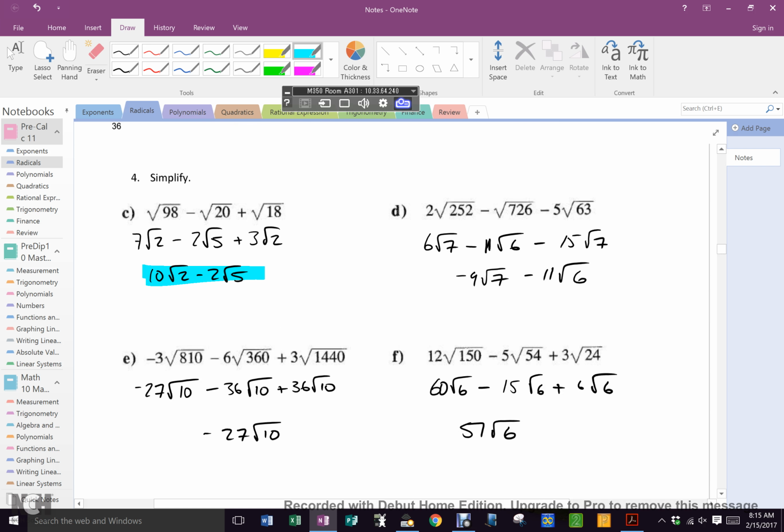$36. There. Please remember, order does not matter here. You may have negative 2 root 5 plus 10 root 2. You may have negative 11 root 6 minus 9 root 7. I do not care about order. Okay?